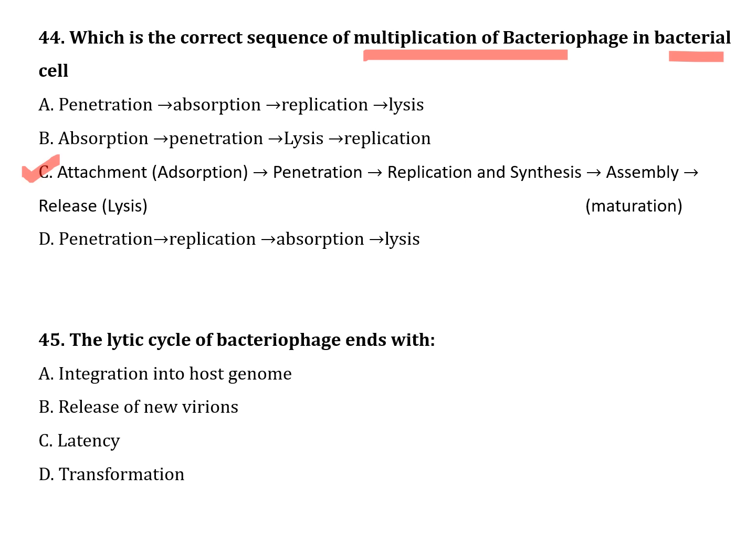First step is the attachment or adsorption. The next step is the penetration. Then the next step is the replication and synthesis. The next step is the assembly or maturation. The last step is the release or lysis. The next question, number 45. The lytic cycle of bacteriophage ends with option A, integration into host genome, option B, release of new virions, option C, latency, option D, transformation. Correct answer is option B, release of new virions.